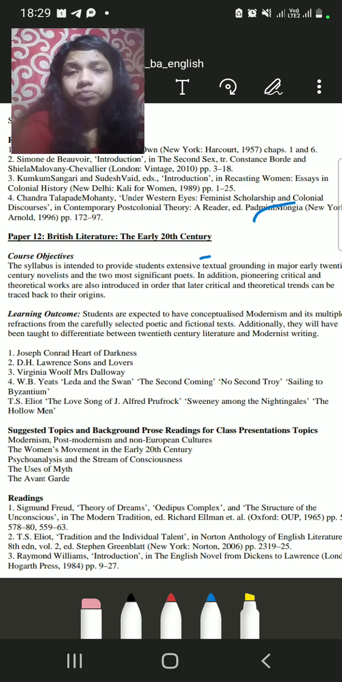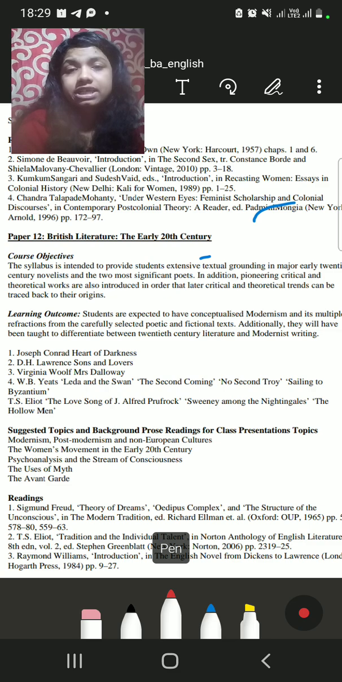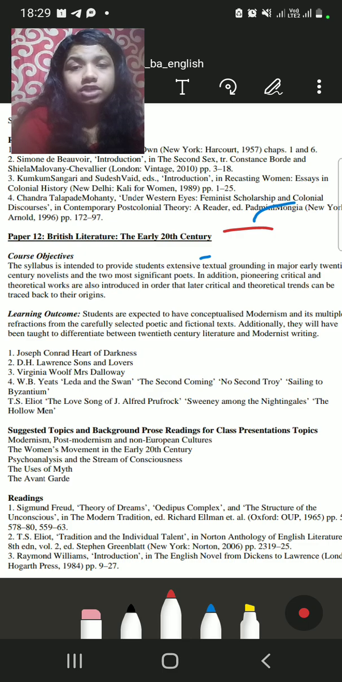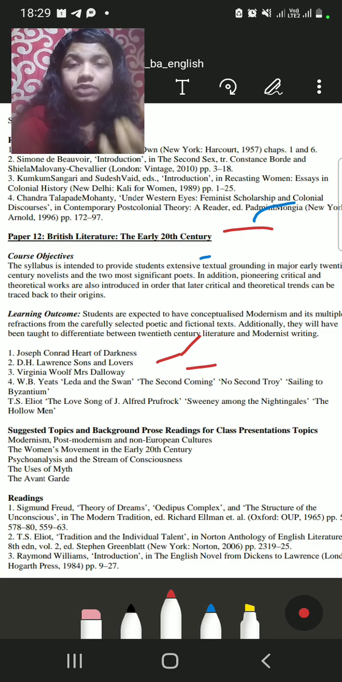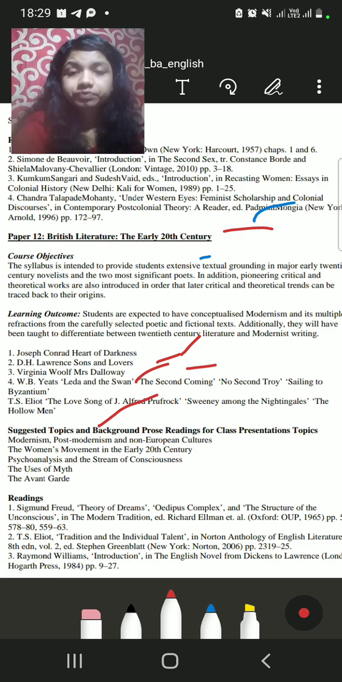Okay, so the paper which we are dealing with is British Literature, Early 20th Century. Okay, so as I told you, there would be texts for modern literature. So there we are getting Joseph Conrad, Heart of Darkness, it's a novel. D.H. Lawrence, Sons and Lovers, it's a novel. Virginia Woolf, Mrs. Dalloway, it's a novel. W.B. Yeats, The Wild Swans at Coole, The Second Coming, No Second Troy, Sailing to Byzantium, these are poetry. T.S. Eliot, The Love Song of J. Alfred Prufrock, Sweeney Among the Nightingales, The Hollow Men, these are poetry.